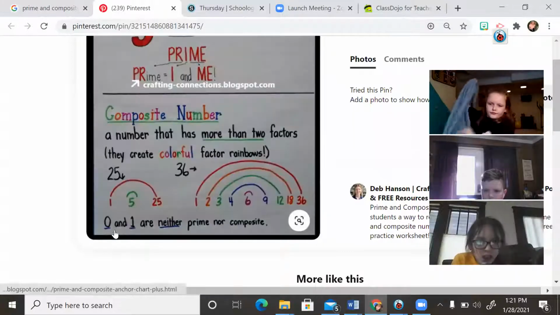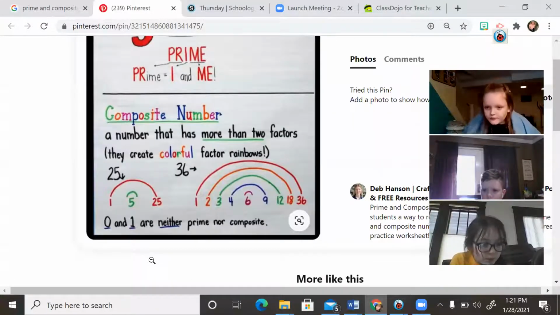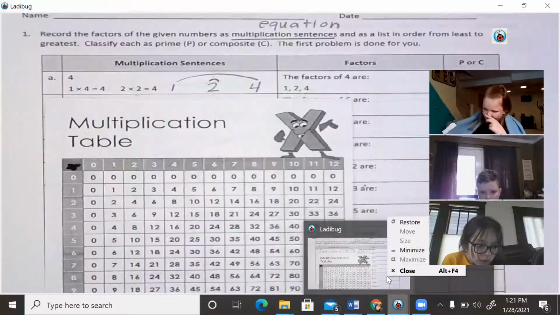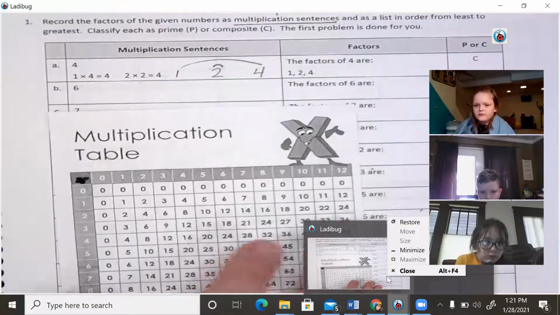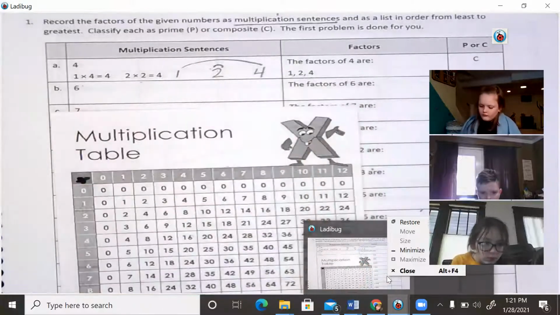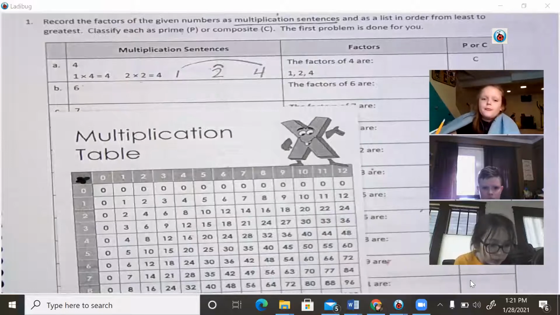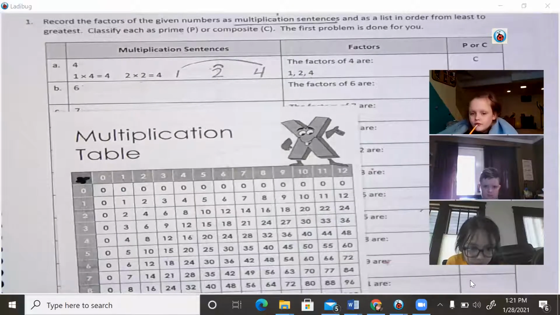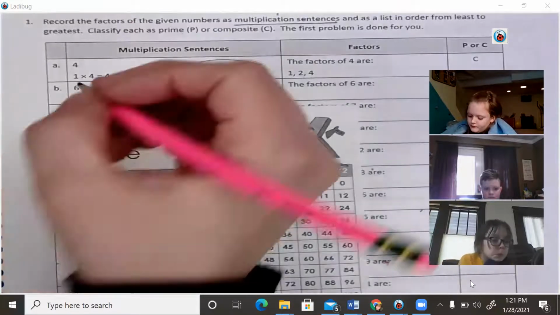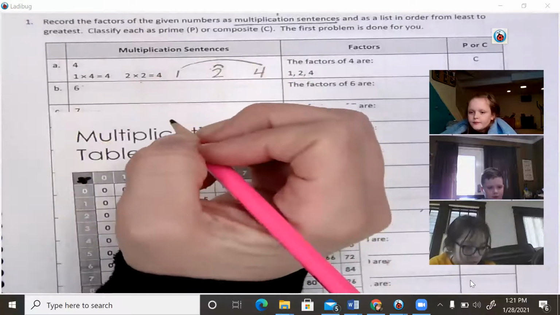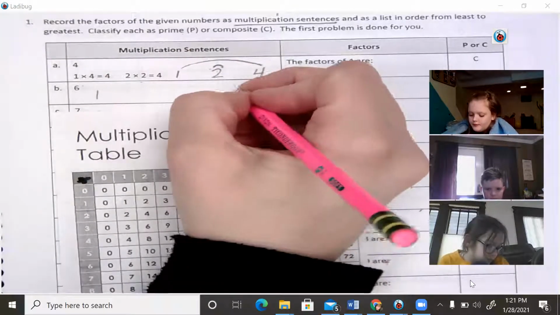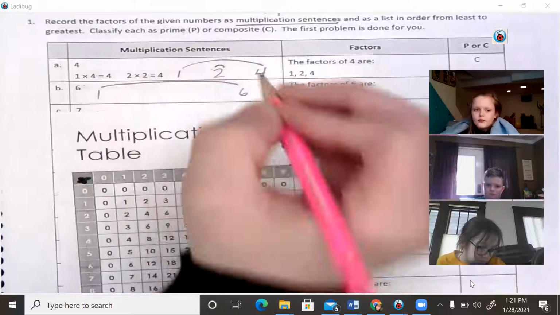The last thing that I want to point out is that 0 and 1 are neither prime or composite. They're special numbers. They are neither. Okay, so let's try some together. Let's move on to 6. Now, this does say to write equations. I'm going to change the directions because I want us to make factor rainbows because I think they work better. Peyton, what's my first factor pair for 6? 1 times 6. So I'm going to connect 1 and 6.